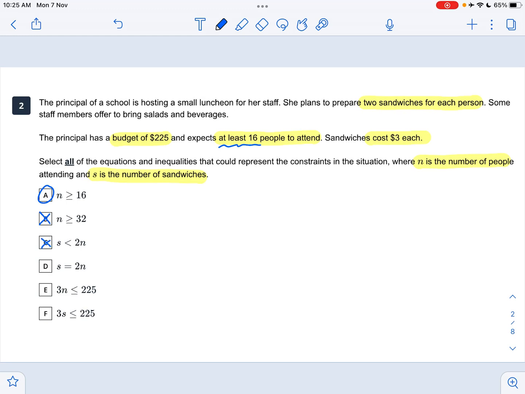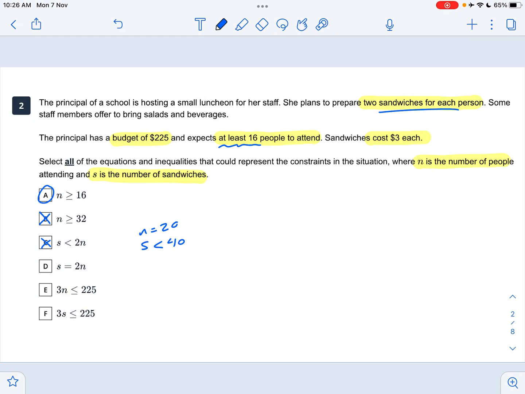This is first of all not going to be true, because you can kind of imagine, let's say I had 2 times the number of people. Let's say 20 people attend. Let's say n was equal to 20, because at least 16 people are going to be there. Then this is saying that s, the number of sandwiches, has to be less than 40. And on this one, we want to have at least 2 sandwiches per person. And so that's not going to work out for part C.